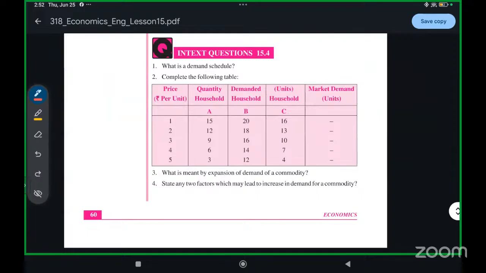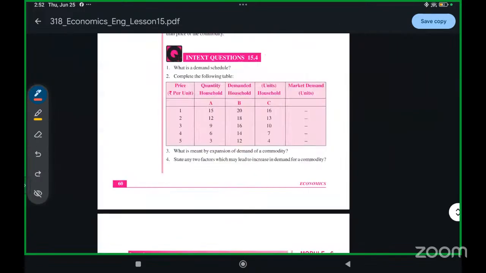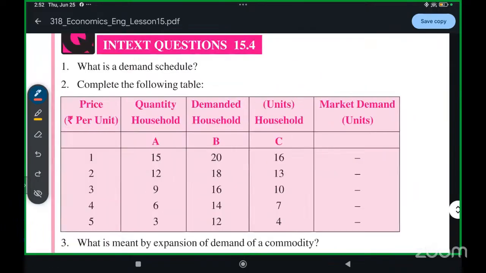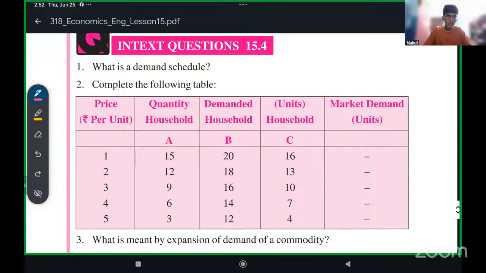Questions we will try. We will do the questions also today. First, we'll do the questions, then we'll see if time is there. We can do the demand curve today, or we can do it tomorrow. Okay, what is the demand schedule?